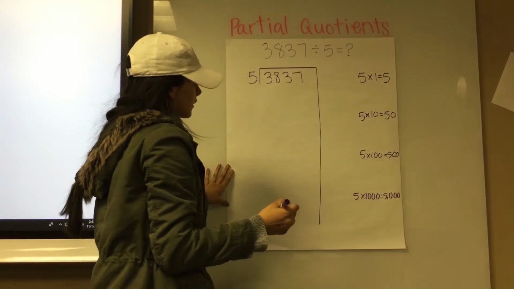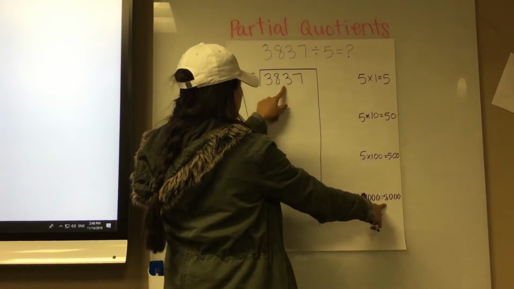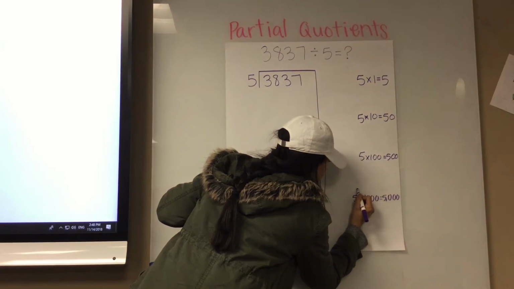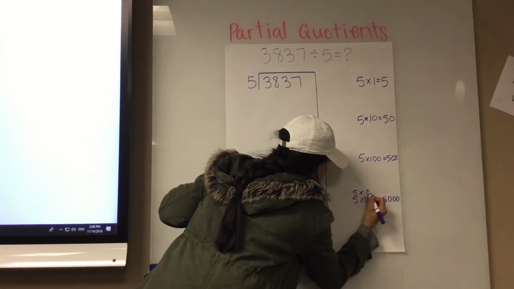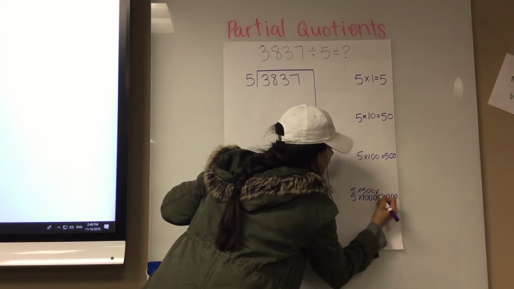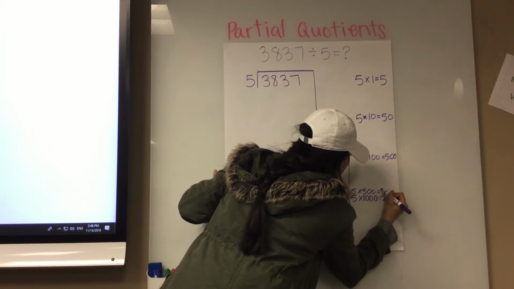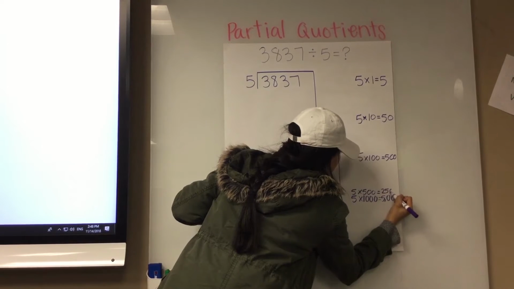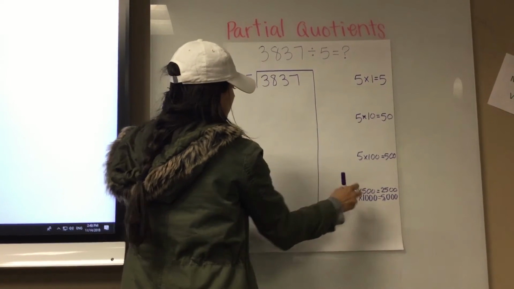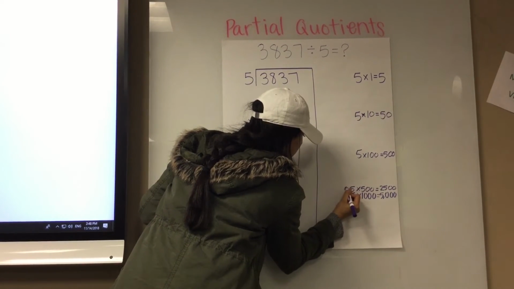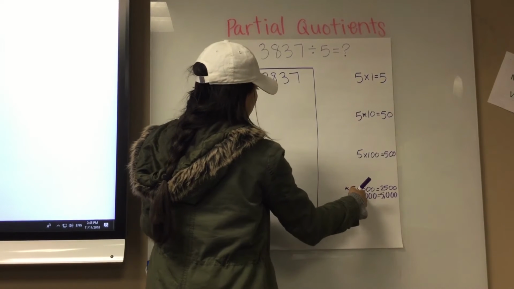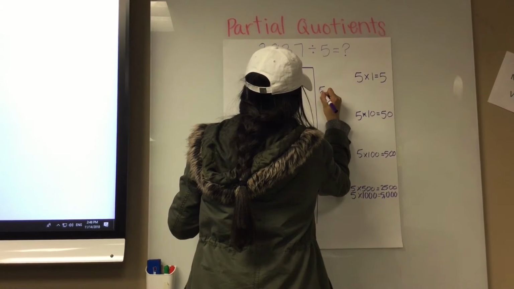So first we see that 5,000 does not fit into our larger number of 3,837. So we're going to go a little bit smaller. So 5 times 500 equals 2,500. And we see that that fits inside 3,837. So we'll star that number. We'll take 500 and write it on the very right side of our division problem.